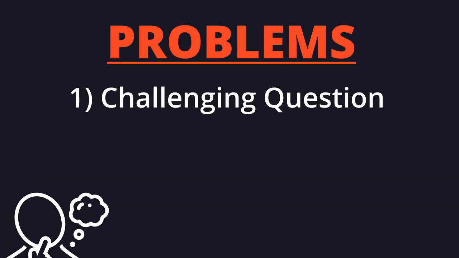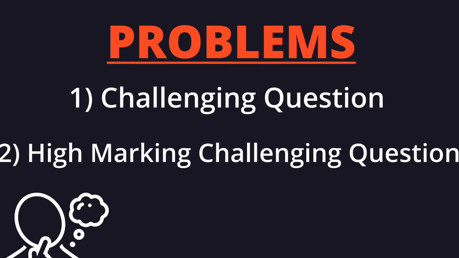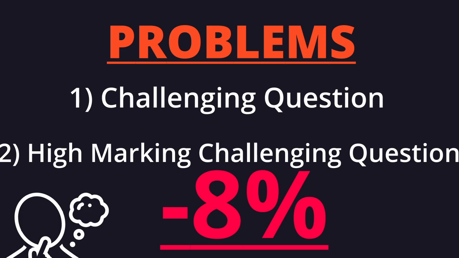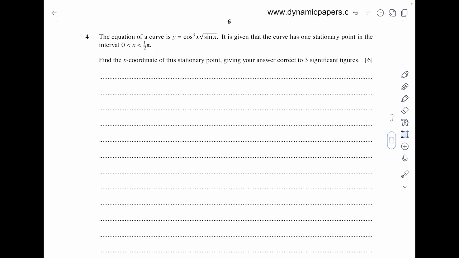This means that not only was this challenging, but it was a high marking challenging question, which means that average students could have easily lost 8% straight off the bat. So, how do we go about solving this? Well, first, we need to recognize what type of question this is. That is, it's a product rule question.